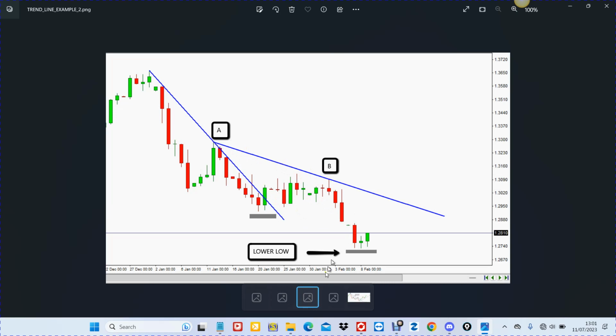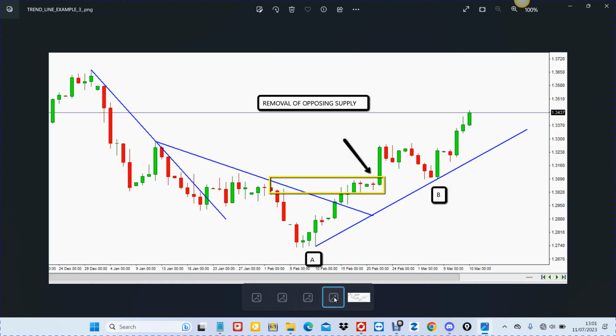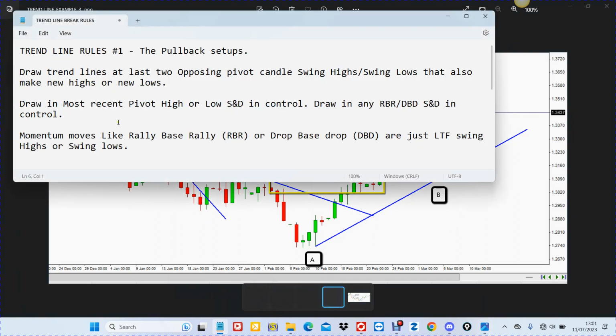And we could continue drawing these A and B's all the time and then start to add in our supply or demand levels. So we're starting to combine. So drawing the most recent pivot high or low of supply and demand that's in control. So once you've drawn a trend line, you now know which is in control of supply or demand. And also drawing any rally-based rallies or drop-based drops, supply and demand in control too.